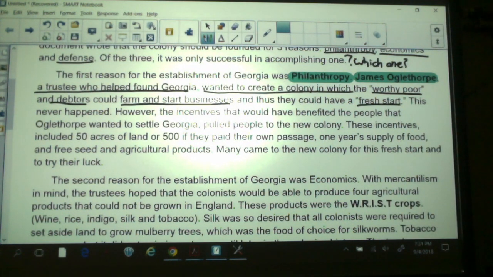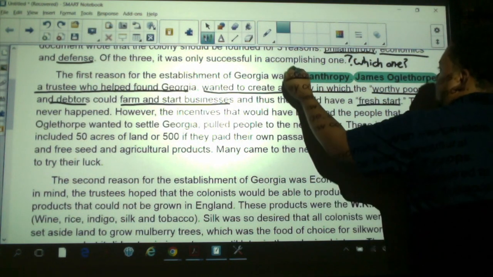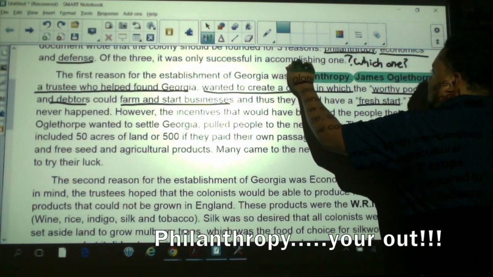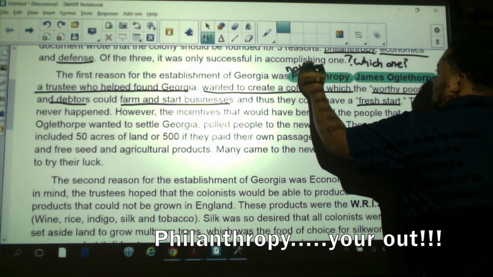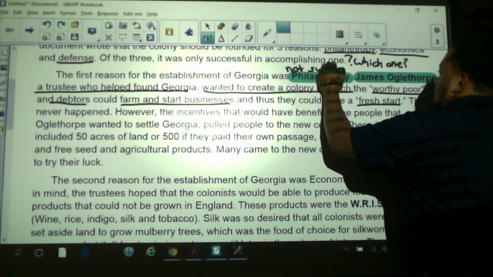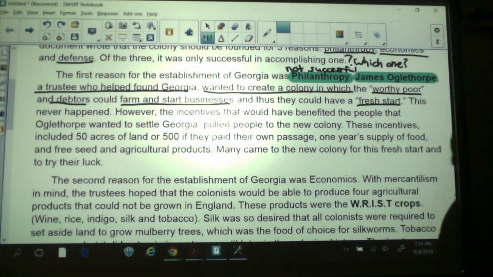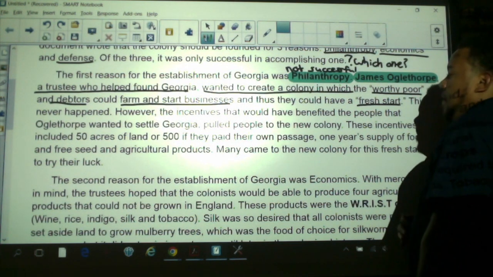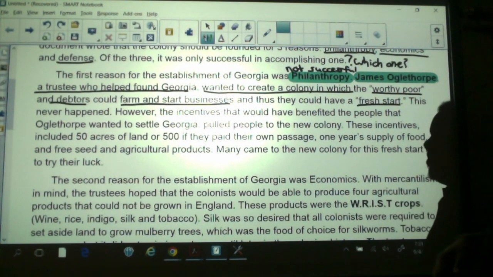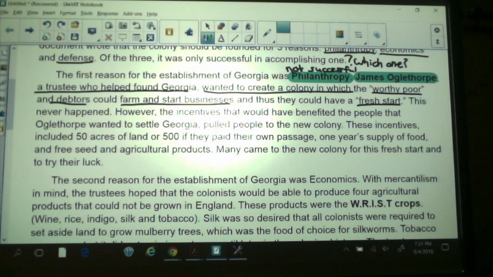Now I said this never happened, so I already know I can put not successful right here. I remember, I already know only one was successful. It's already telling me this is not what was successful. All right. It said, however, the incentives that would have benefited the people that Oglethorpe wanted to settle in Georgia pulled people to the new colony. So that's interesting. All right. So people still came for that reason, but it never really worked out.